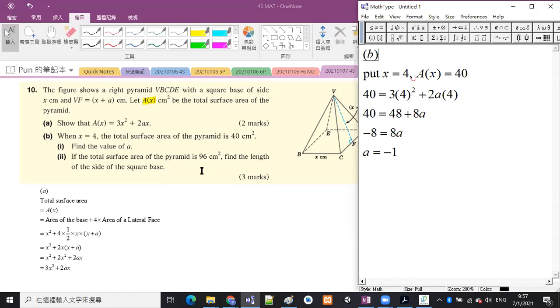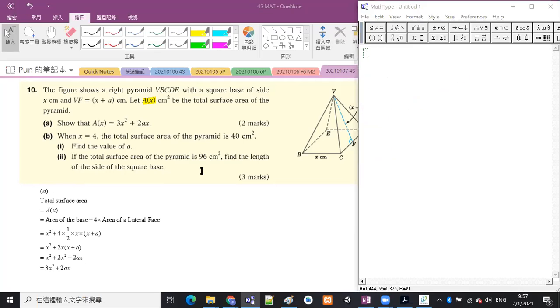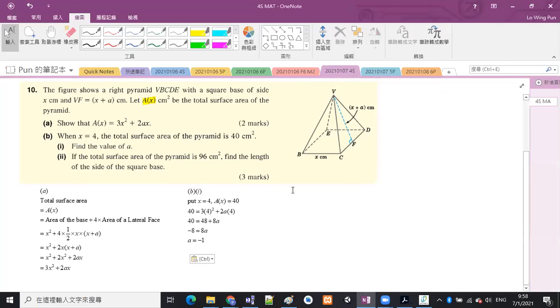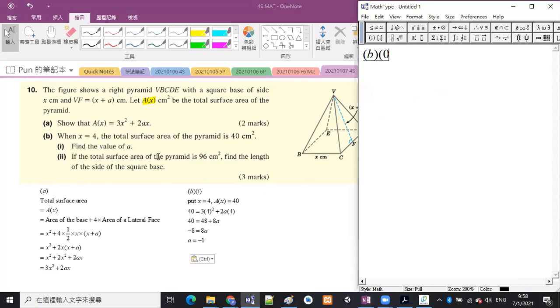So this is part B1. Get this? And then B2. If the total surface area of the pyramid is 96 cm square, find the length of the side of the square base.